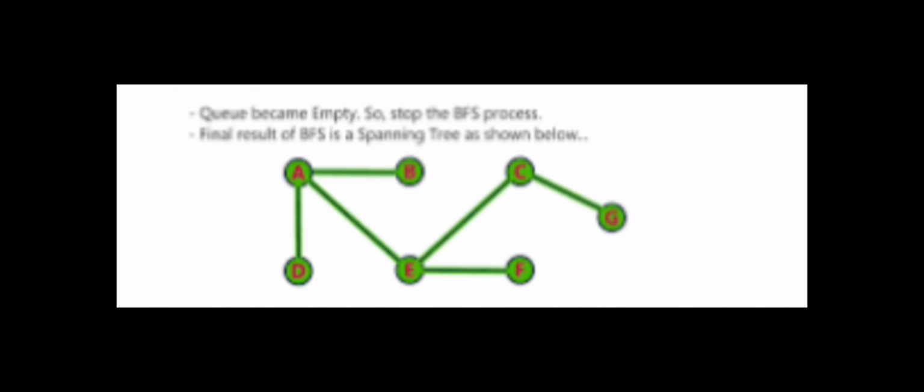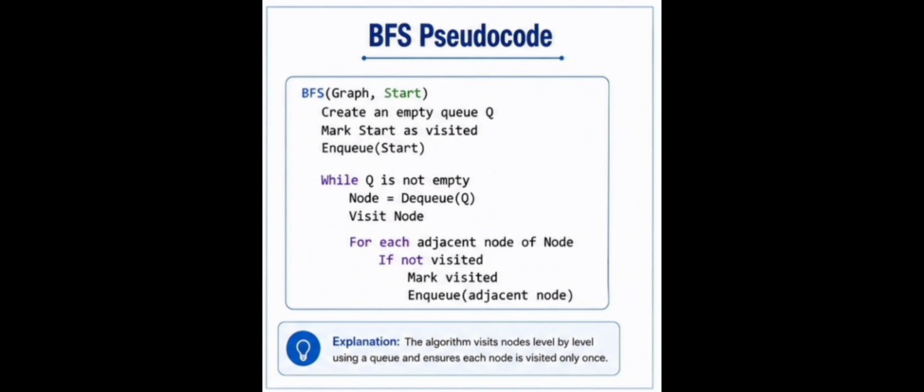And now we can see, if we look at the way it moves, the result is like this. So the BFS pseudocode is BFS of graph comma start. Then create an empty queue and mark start as visited, then enqueue start. While the queue is not empty, dequeue a node. For each adjacent node of the node, if it's not visited, then mark it visited, then enqueue the adjacent node. So this is the pseudocode of the breadth first search algorithm.